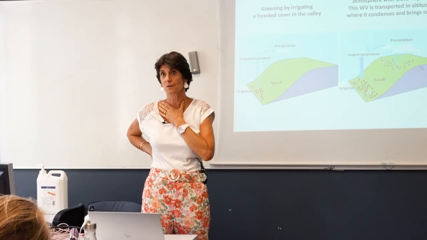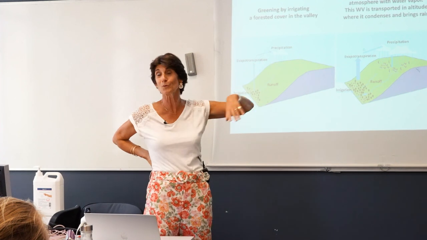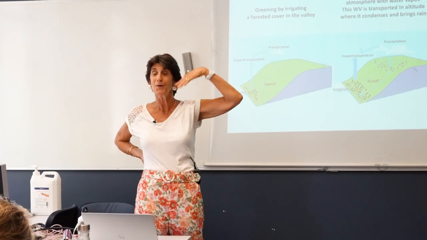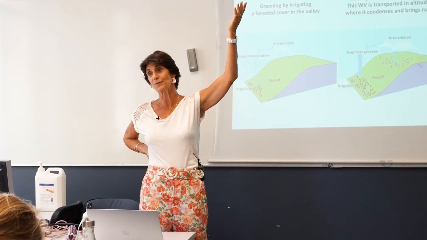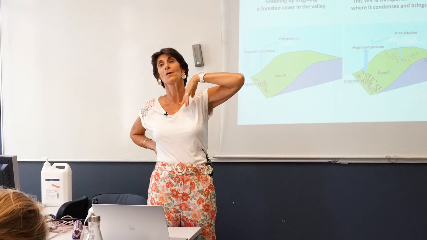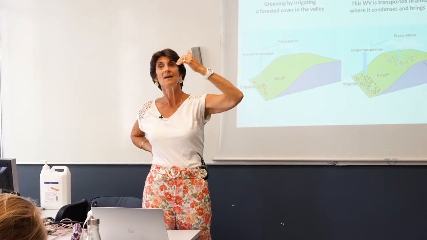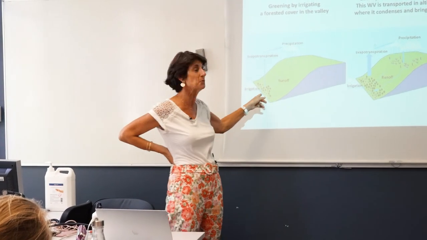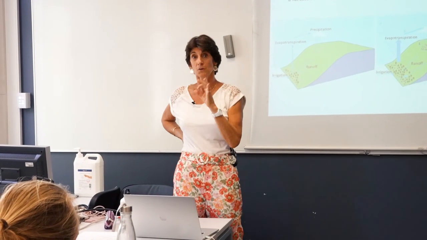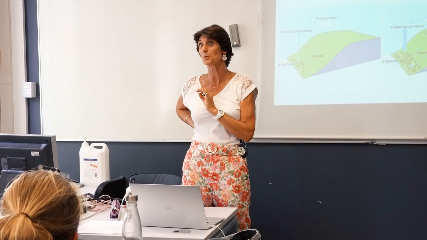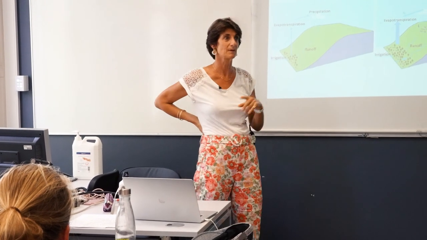And this is where our models are not perfect: the height at which the water vapor is injected, the level at which condensation occurs, and the distance from the origin where the condensation occurs. You need a very good atmospheric model to do that, and we do not have that. So that's an issue. There was another question, yeah.